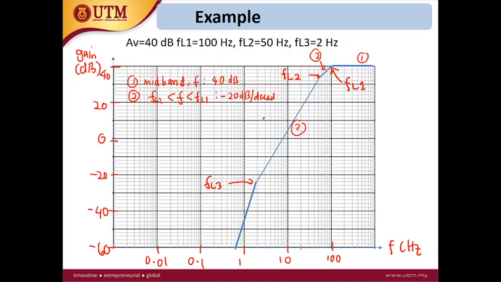And then the third region is between frequency FL2 and FL3. So this is FL2, and then this is FL3. So the roll off is minus 40 dB per decade. And then the fourth region is where the frequency is below FL3. So here the roll off is minus 60 dB per decade.